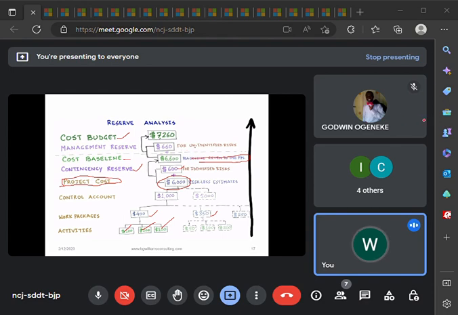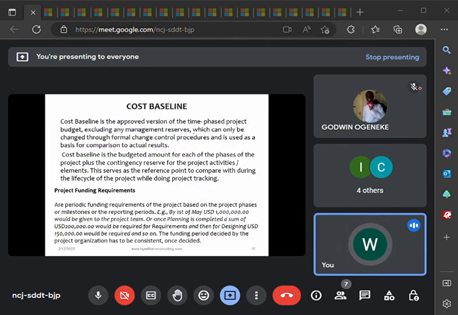unidentified risk. Now, the cost baseline plus management reserve is what gives birth to what? The cost budget, or budget. So you can now say that budget is equal to management reserve plus cost baseline. Management reserve plus cost baseline. I believe this is very, very clear.